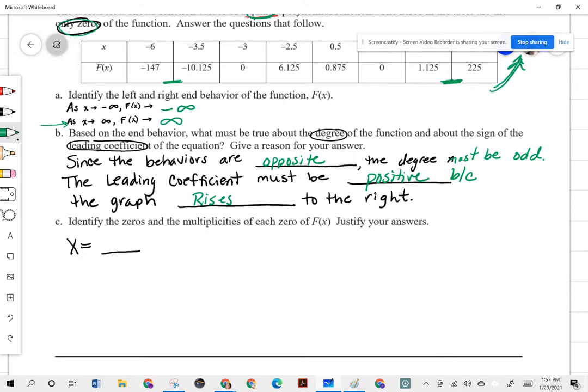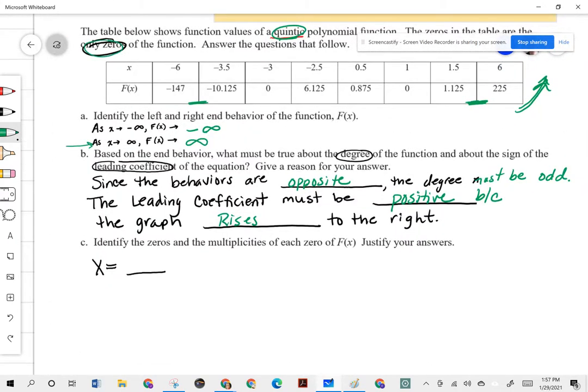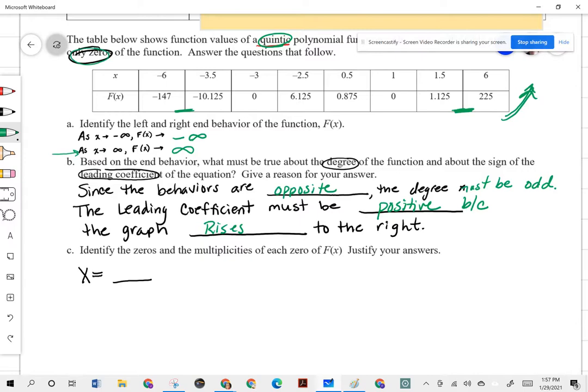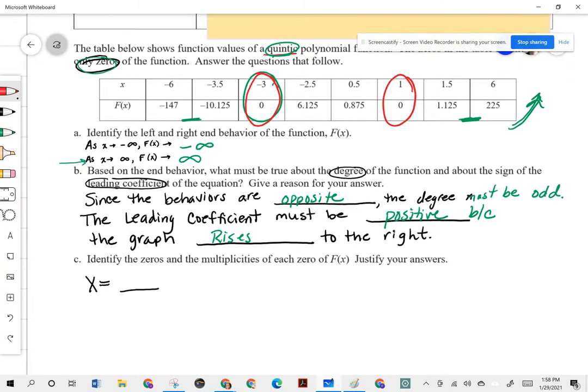Part C says to identify the zeros and the multiplicities of each zero and justify your answers. Well, we already know that this is a fifth degree. So we've got to have 5 zeros. But it does say that in the table, these are the only zeros. So let's take a look at where our zeros are. Our zeros are right here. And those are the only ones. The question is, what's their multiplicity? Because it's a fifth degree.